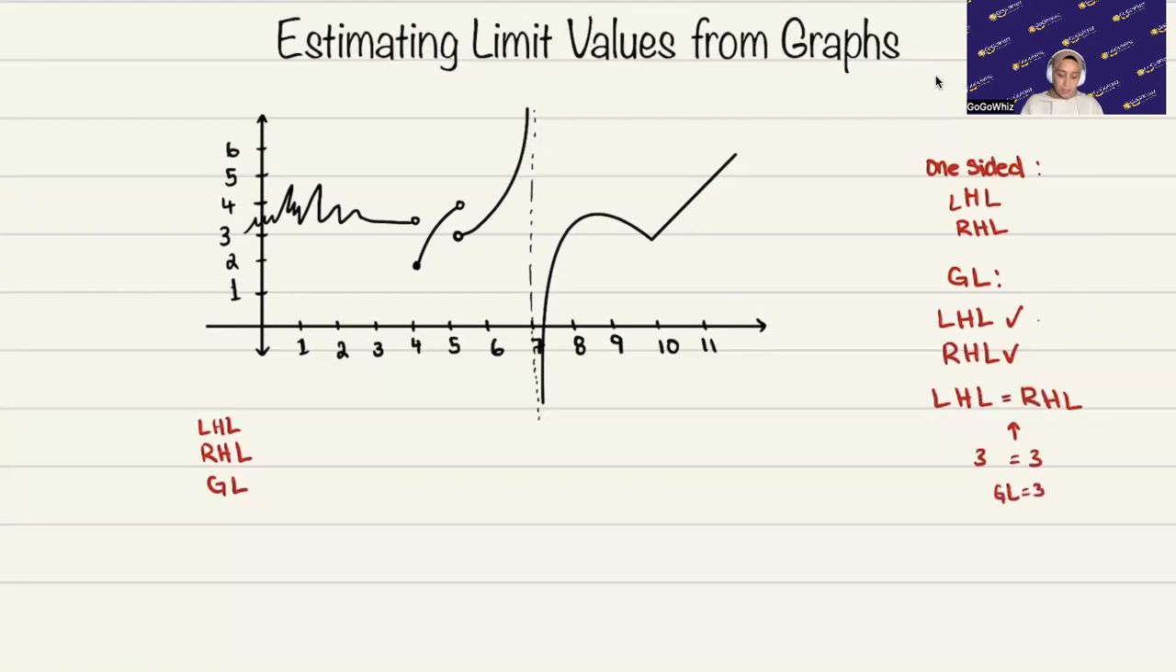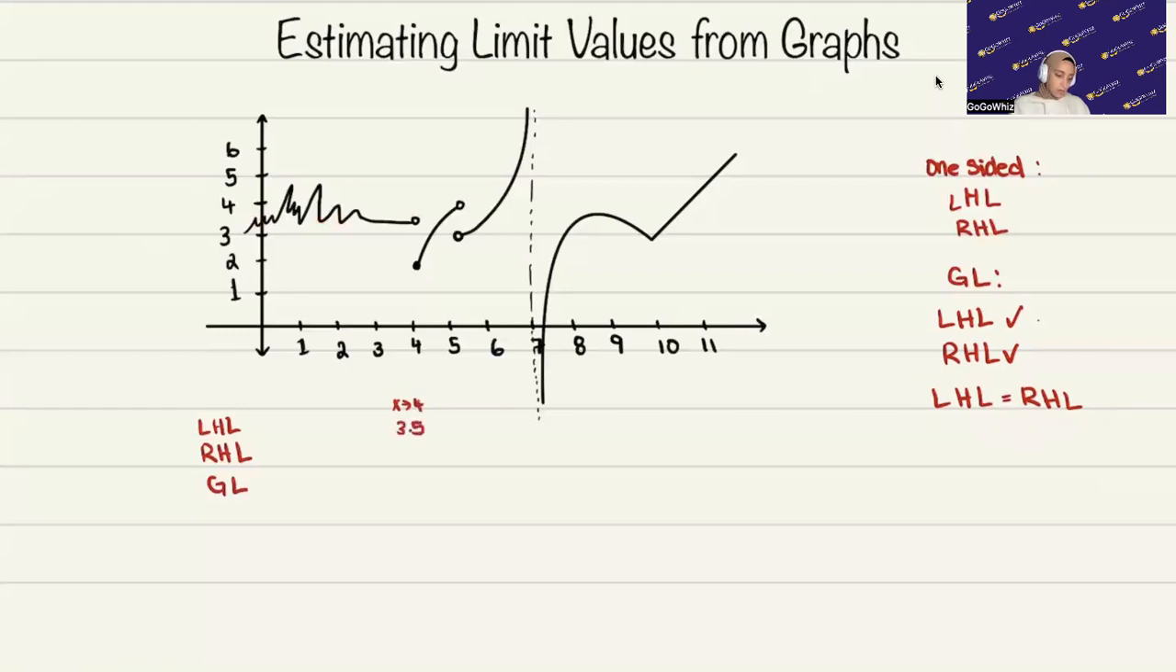So let's have a look at what this means in an example graphically. What is the left-hand limit as x approaches 4? Well, as x approaches 4 from the left hand, so if I'm approaching 4 from this side, what's going on? It looks like I'm approaching almost 3.5 in the function value, right? The y value. So my left-hand limit is 3.5.